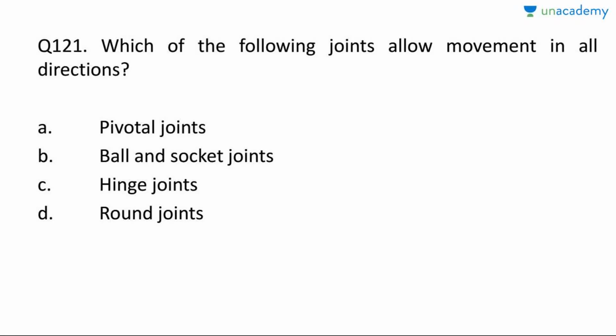So question number 121. Which of the following joints allow movement in all the directions? So as a doctor, like, ball and socket joint. So your shoulder joint is an example of a ball and socket joint, and so it allows movement in all the directions. So the answer here is B.